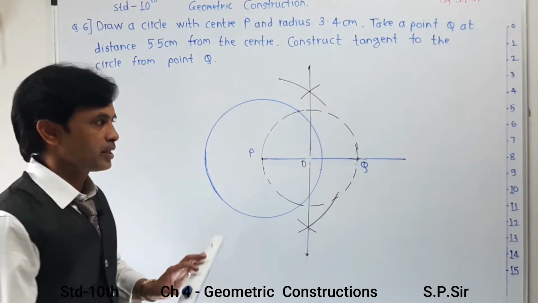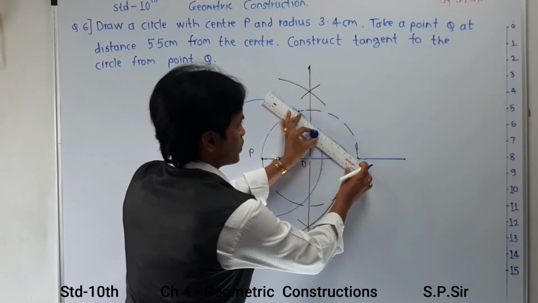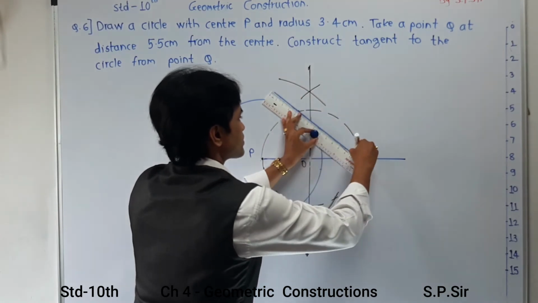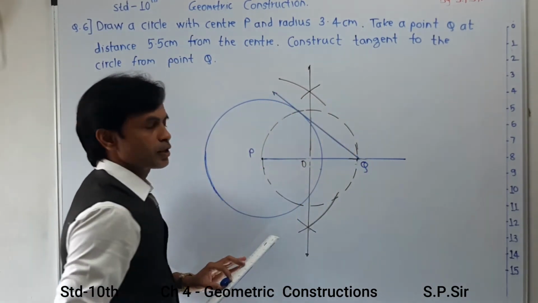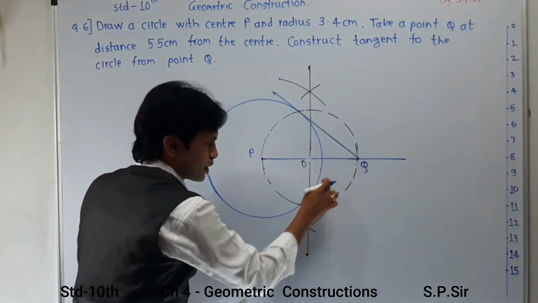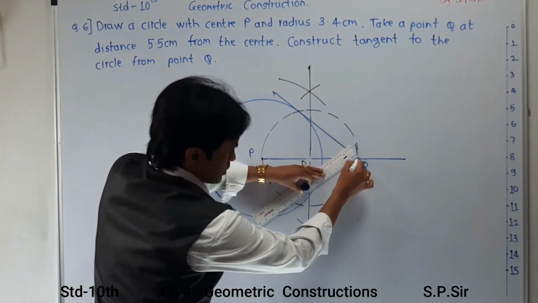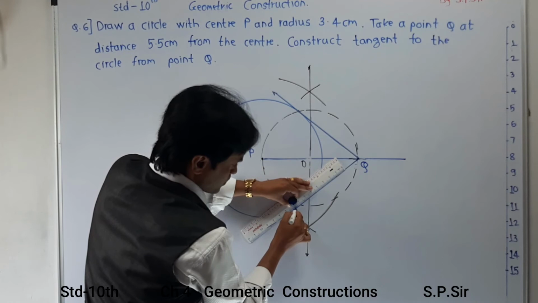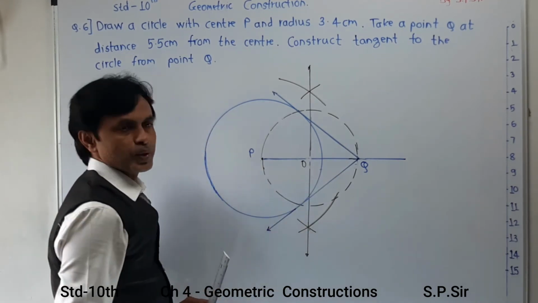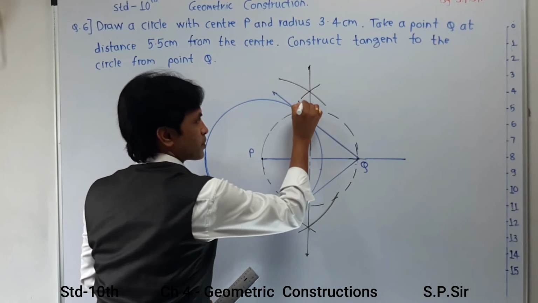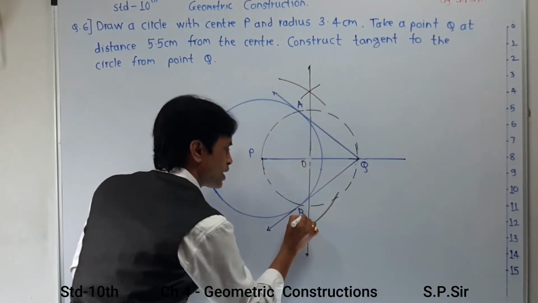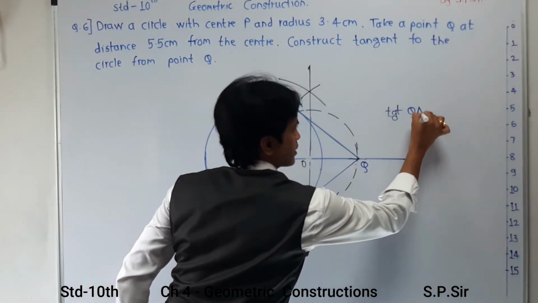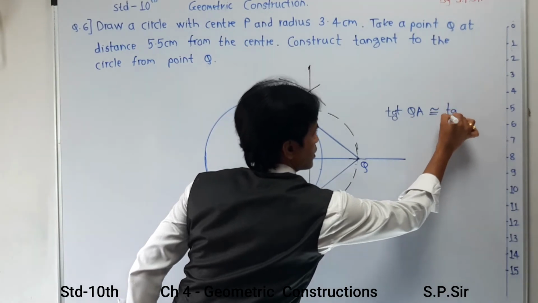And now, you have to join point Q with this point. This is your first way that you are going to draw. And next, again you are going to join Q with this point. And in this way, QA and QB are the two tangents. You can also mention that tangent QA is congruent to tangent QB.